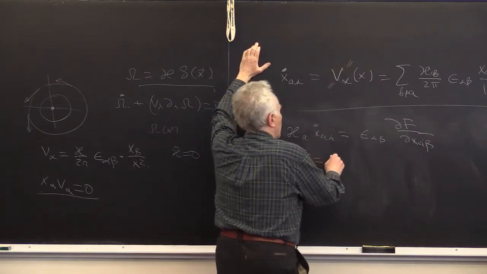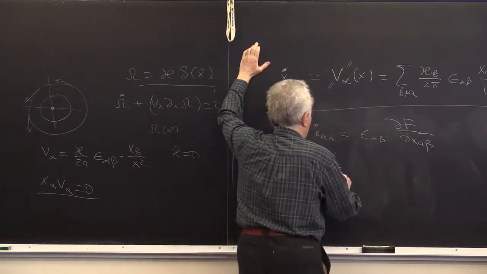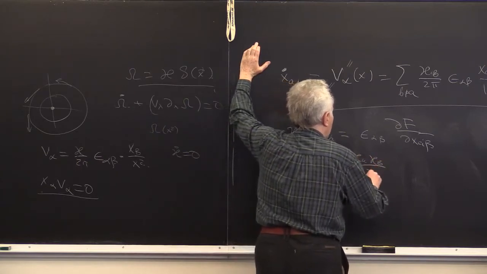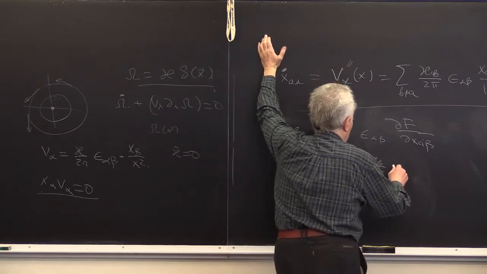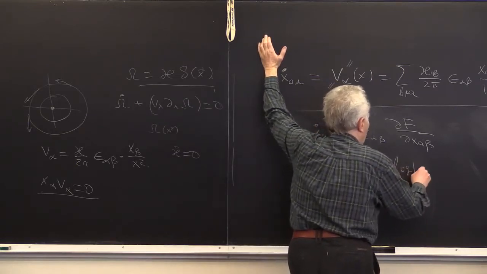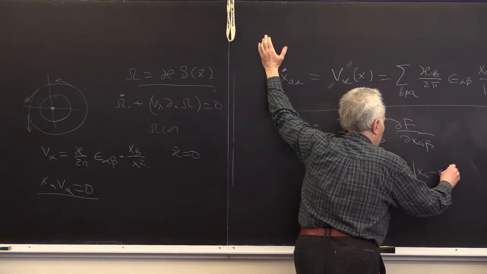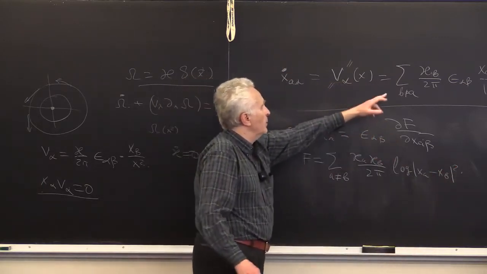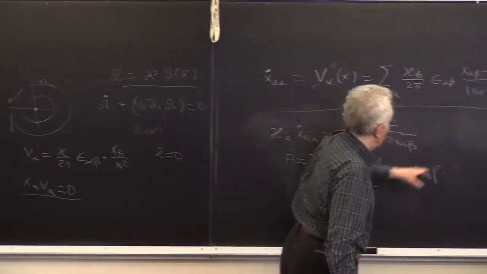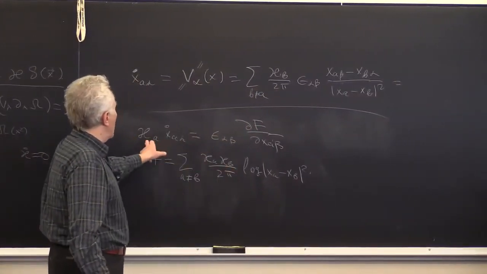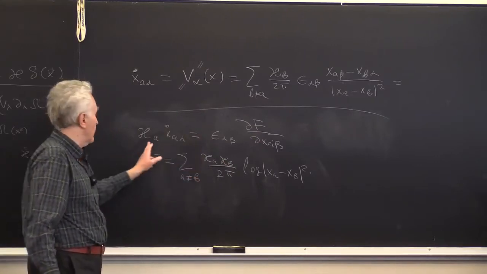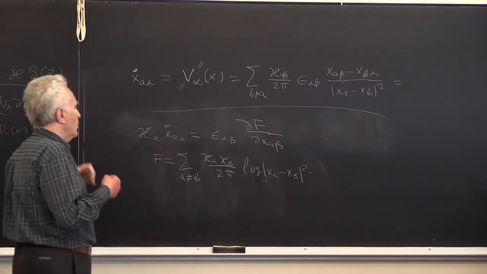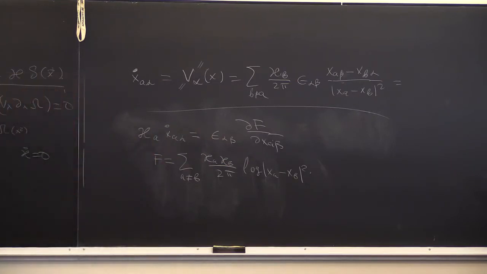where F is the sum over A not equal to B, kappa A kappa B divided by 2 pi, logarithm of xa minus xb squared. So when you actually differentiate, you get precisely this expression. If you differentiate the logarithm, kappa A will simply cancel in the left-hand side and in the right-hand side. So it's just a useful identity, a useful way to write this thing.